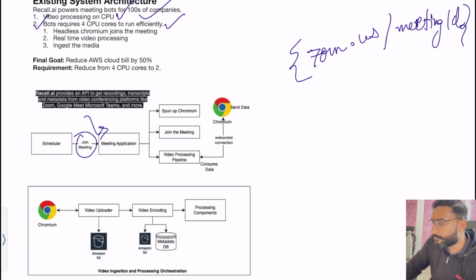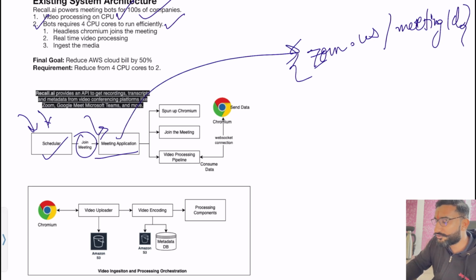Now, this meeting bot, along with the other attendees of the meeting, will also get an invite. So let's say you have some system which has the information on what meetings are happening, so that this meeting bot can join that meeting and then do the video processing work. So you have some sort of scheduler which asks this meeting application to go join that particular meeting.